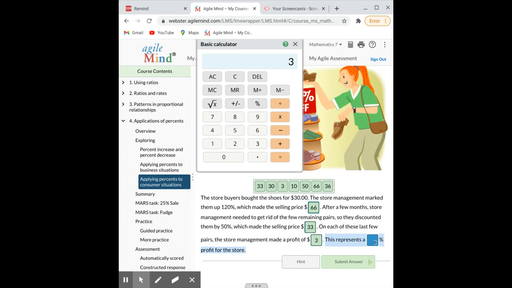So can I give you the answer first and then tell you? Yeah, that's fine. I want you to read that too, though. Okay, this represents a 10% profit for the store. Correct. All right, tell me why it's 10%. So the original price was 30, and if you divide 30 by 10%, you get 3. Correct. All right, now why would we do 3 divided by 30? Because 3 was our profit. 3 was our profit, and it's also our amount of change. So remember, we're going to do our amount of change divided by the original amount to determine that percentage.